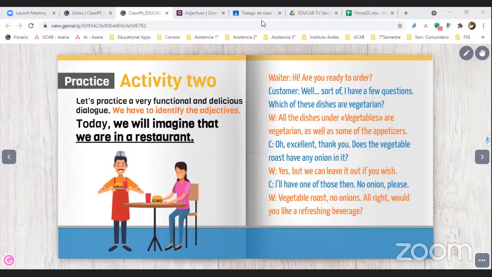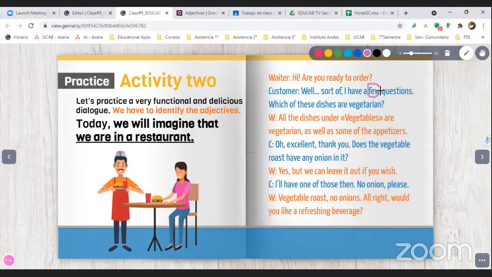For example, I am going to tell you one, the first one that I saw. Few questions. Few, it is an adjective, okay? How many questions do you have? A few. Okay, so few is an adjective. Can you tell me the rest, please? Remember that adjectives are the words that describe the nouns or the pronouns. Let's see, Leticia, Luisana, can you tell me?